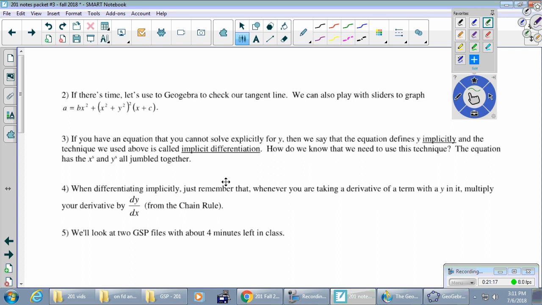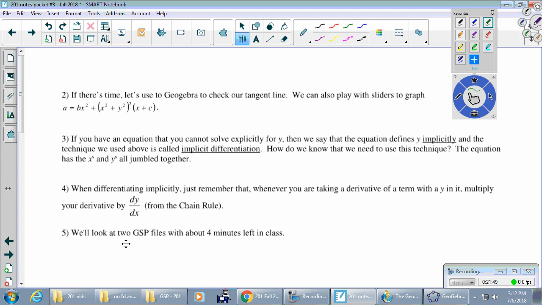Okay, so if you have an equation that you cannot solve explicitly for y, like this one, then we say the equation defines y implicitly, and the technique we used above is called implicit differentiation. How do you know that we need to use this technique? The equation will have all of the x's and y's jumbled together. When differentiating implicitly, just remember, whenever you take a derivative of a term with a y in it, multiply your derivative by dy dx from the chain rule. If you're taking derivatives of things with x in them, you just do them as normal.